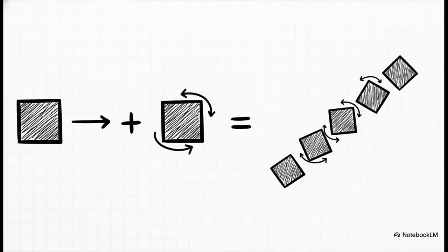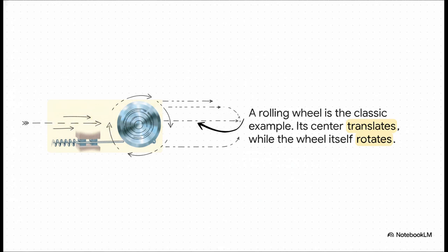And the answer is, you get what we call general plane motion. This is the one. This is the motion you see pretty much everywhere you look. It's just translation and rotation happening at the exact same time. And a rolling wheel is the absolute classic example of this. Take a look at the axle right in the center of the wheel. It's just moving forward in a straight line. That's pure translation. But at the same time, the wheel itself is spinning around that center. That's pure rotation. General plane motion is just both of these happening at once.